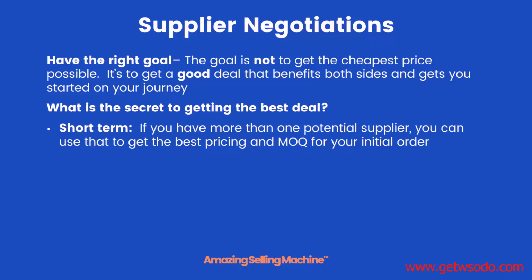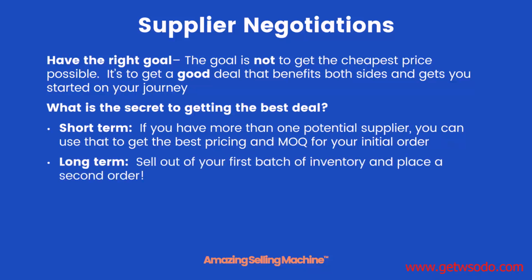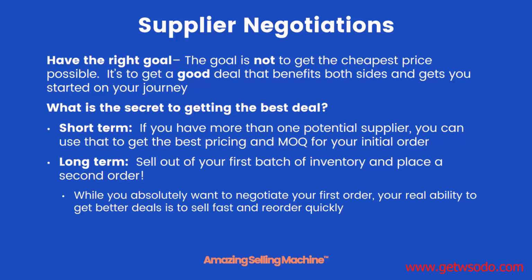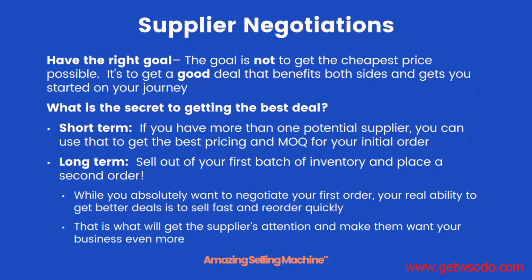Well, there's 2 ways that I like to look at it. In the short term, if you have more than one potential supplier, that's the easiest way. You can use both suppliers to get the best pricing and MOQ for your initial order. In the long term, however, the best way to get the best deals is to sell out of your first batch of inventory and quickly place a second order. While you absolutely want to negotiate on this first order, and you can, your real ability to get better deals is to sell out fast and to reorder quickly. That's what will get the supplier's attention and will make them want your business even more.